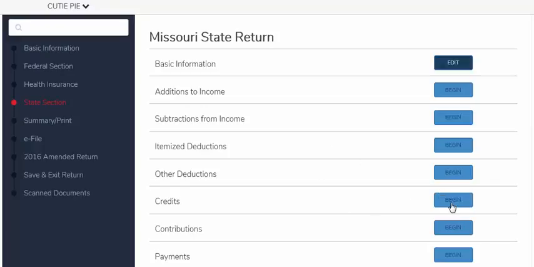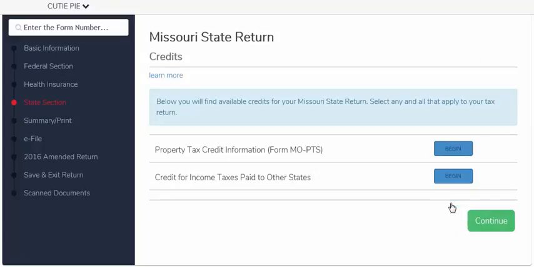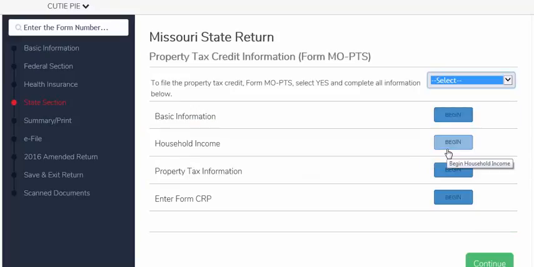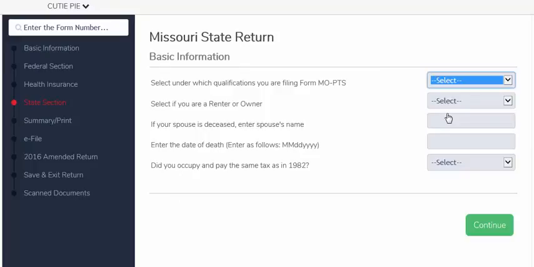And we're going to go into the Credits section. And it's the Property Tax Credit Information, MOPTS. Also known as the MOPTC, depending on whether a person is filling it out online or on paper. But it's the exact same thing. So we choose that. To file the property tax credit, we're going to select Yes and complete all of the information below. And we go in and we complete the basic information.